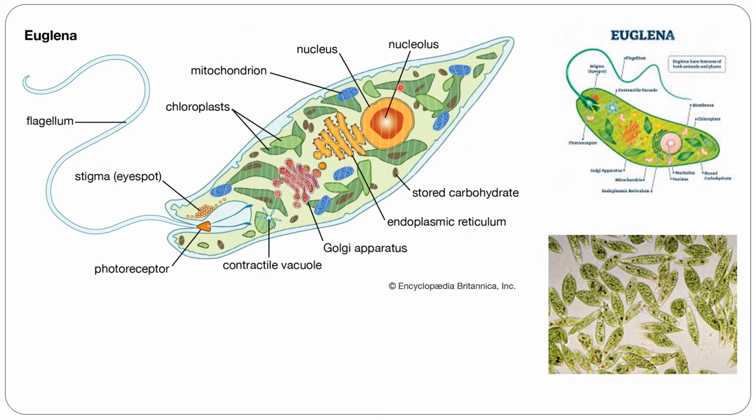In the figure you see the microscopic view of Euglena. This is the nucleolus. Outer figure, it is the nucleus. Blue colored particle is mitochondrion. These are leaf-like flattened structures, chloroplasts. This is a dot-like structure, eye spot or stigma. Triangle shaped particles, it is photoreceptor. This is a bottle-like contractile vacuole. This is Golgi apparatus. These are endoplasmic reticulum. And these are stored carbohydrate. And one elongated flagellum. It looks very nice under the microscope.